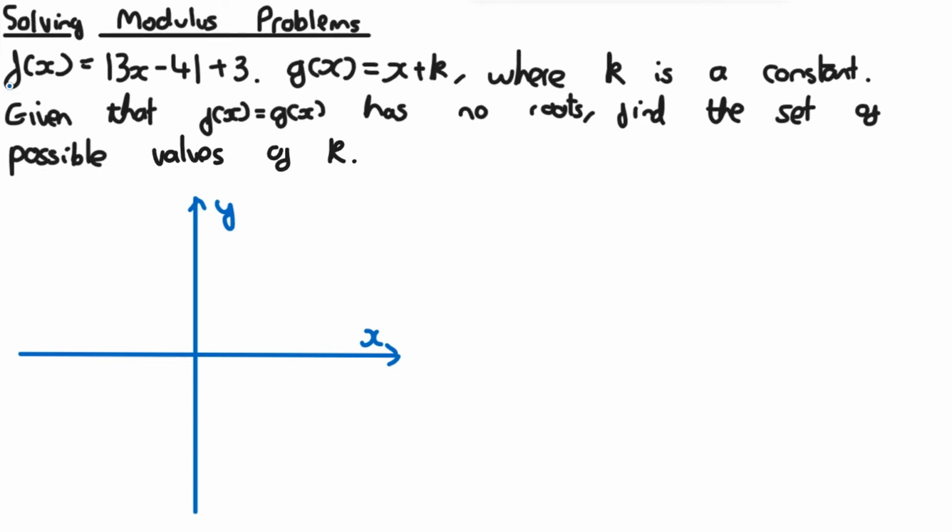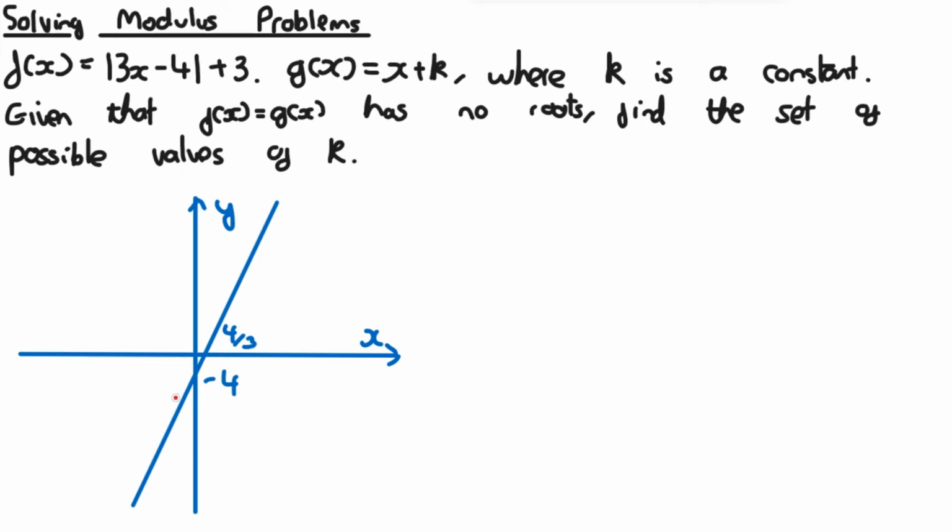So first of all, let's draw f of x is equal to the modulus of 3x minus 4 plus 3. And the first thing that we should do is draw the graph of 3x minus 4 without the modulus, and then draw the modulus from that. So this is the graph of 3x minus 4, where we have the root at 4 over 3 and we have the y-intercept at minus 4. And now we can sketch the graph of the modulus of 3x minus 4.